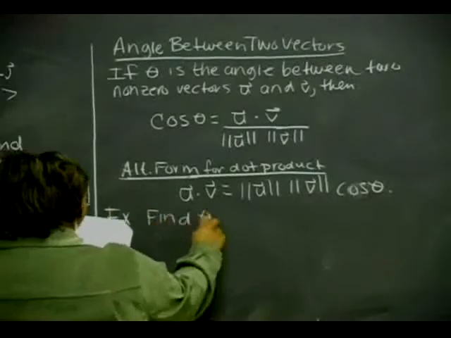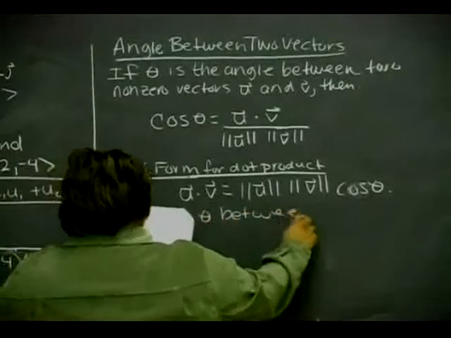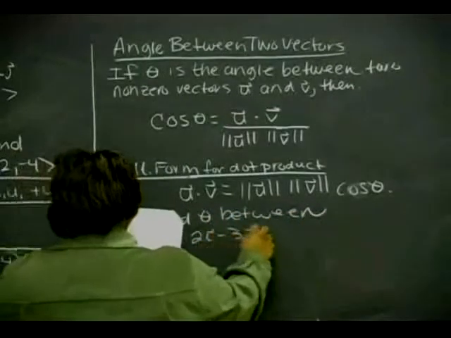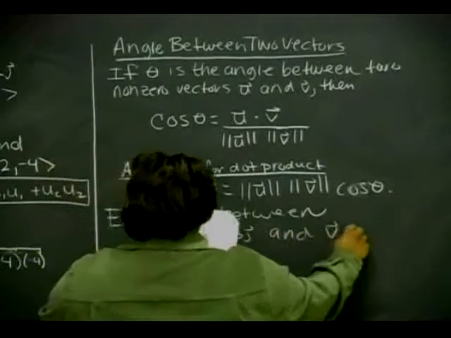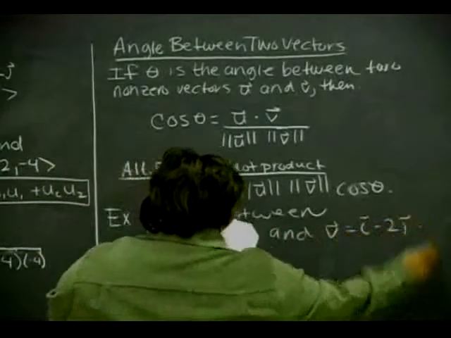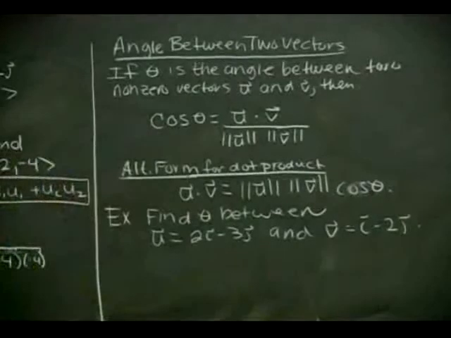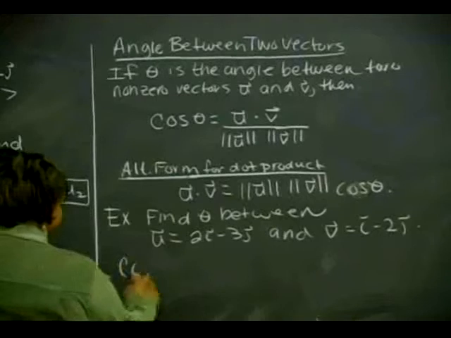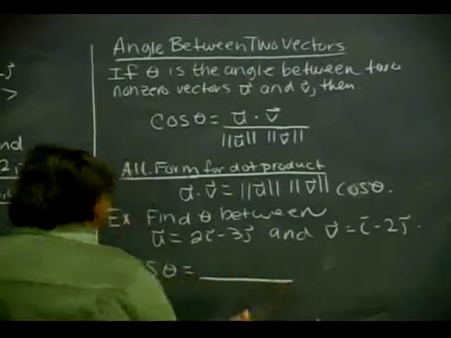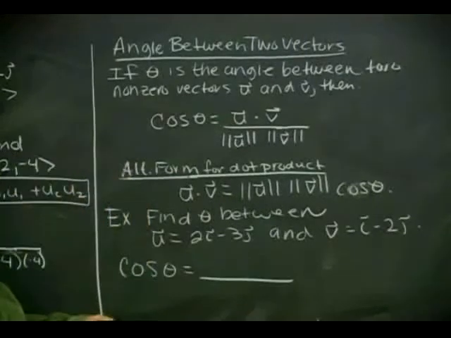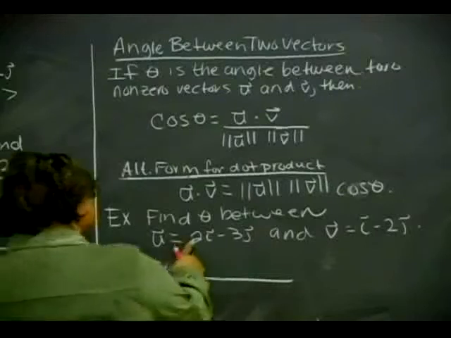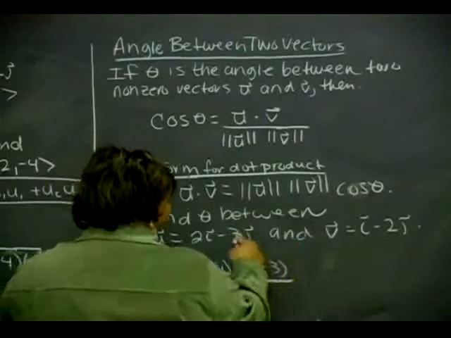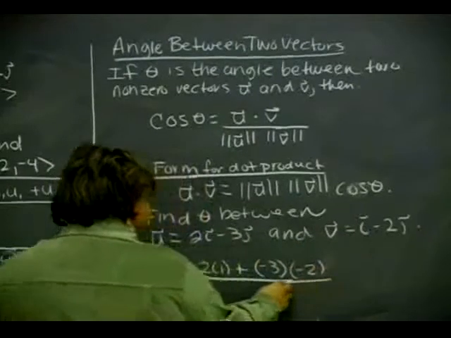Let's find the angle theta between the vector u, which is 2i minus 3j, and v, which is i minus 2j. Well, cosine theta is what? u dot v. What is u dot v? 2 times 1 plus negative 3 times negative 2.